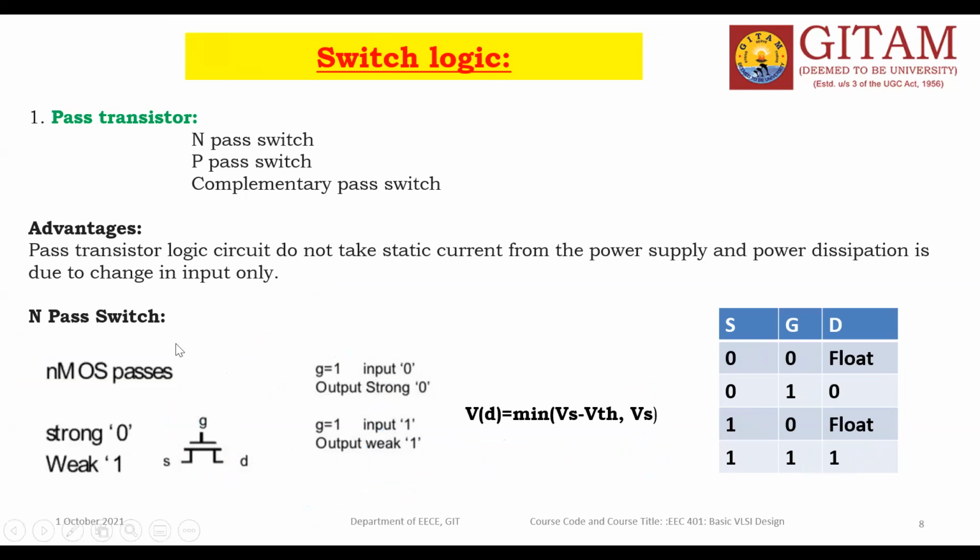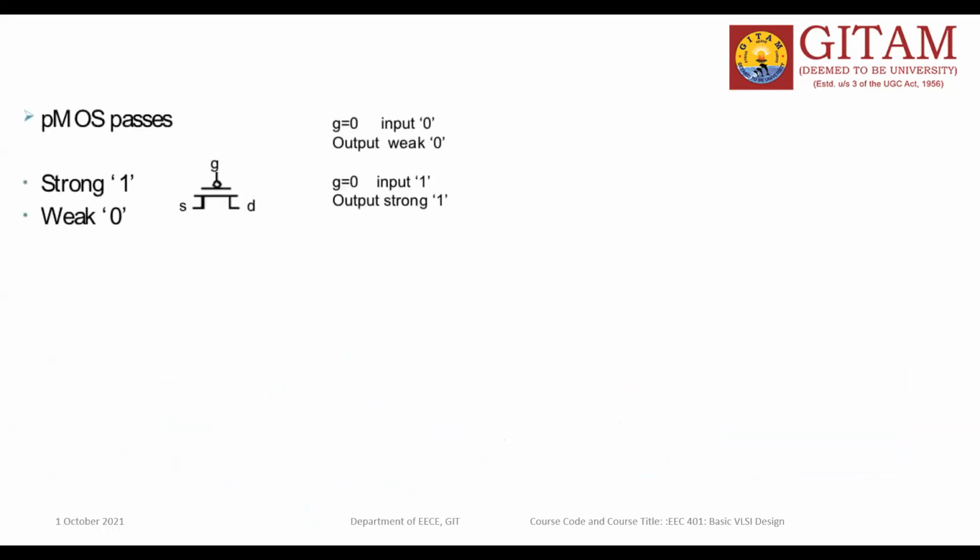After this, go to the P-pass switch. Yeah, this is the P-pass switch. I already told you this is the symbol of the P-pass transistor. As you know, whenever G is equal to 0, this is on. G is equal to 0, this is on. This switch is closed, and output is equal to 0 for the input 0.